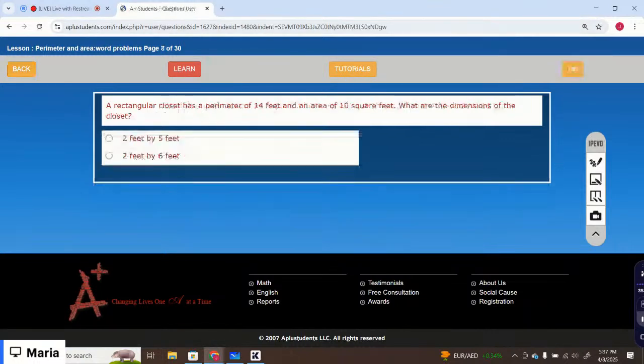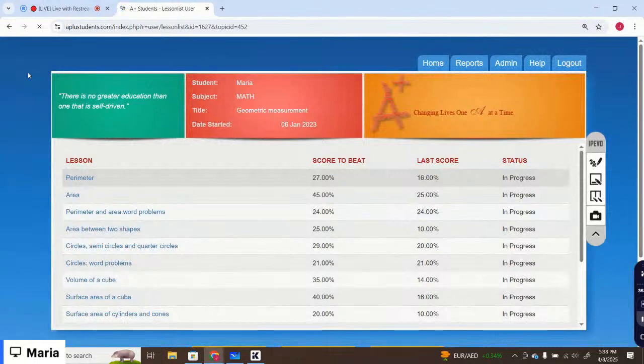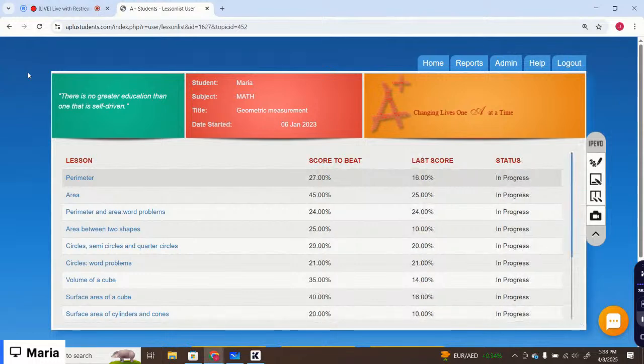Okay, you can complete the lesson by yourself for today. So we were working on grade 8 math. The chapter we were working on is geometric measurement, and the lessons we have covered today are perimeter, area, and perimeter and area word problems. So please make sure before the next session you complete all the practice questions for the lessons you just did. That is your homework until the next session.